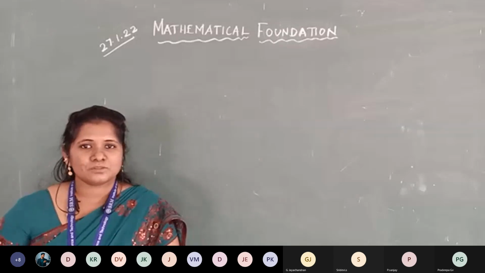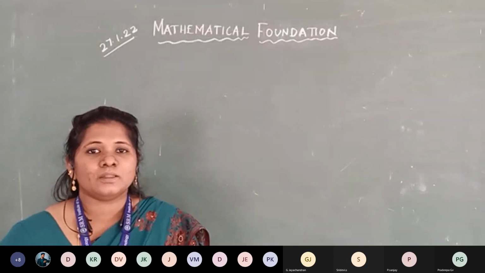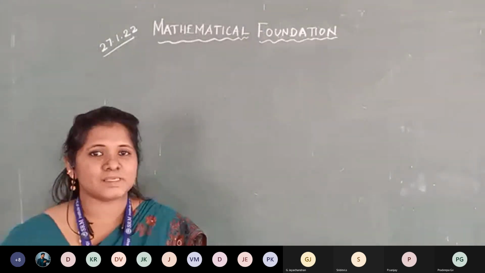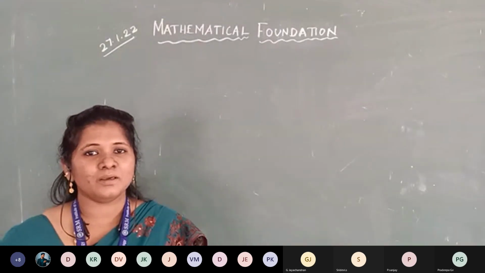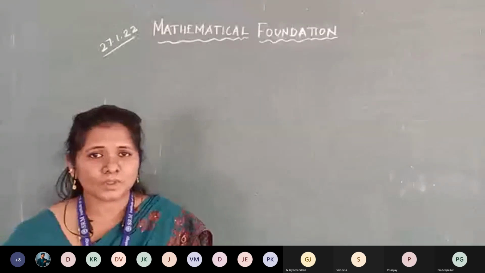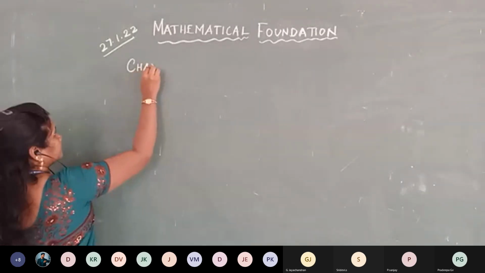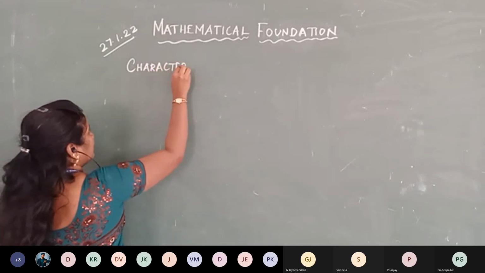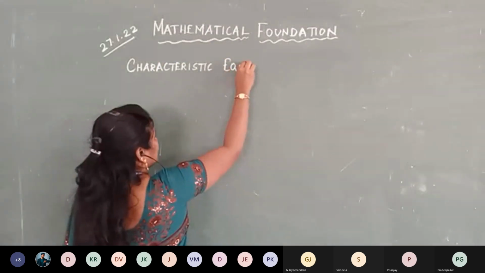So your first topic in your matrices will be your characteristic equation. In that characteristic equation, we have the formula for a 2 cross 2 matrix and a 3 cross 3 matrix. If you don't remember that formula, the whole problem will go wrong. So write your heading as characteristic equation. We are going into the syllabus.